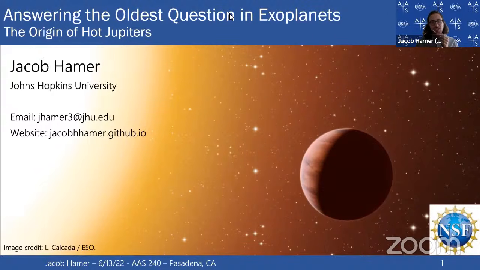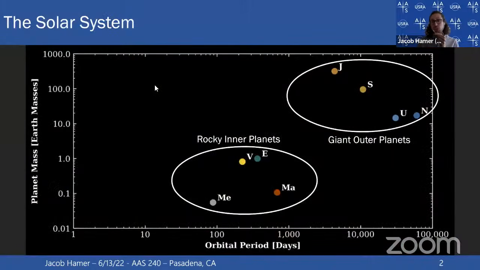Thanks. Hi, everyone. I'm Jacob Hamer. I'm a fifth-year graduate student at Johns Hopkins University. I work with Kevin Schlafman, and I'm going to talk to you today about how, using data from the Gaia satellite, we're able to address one of the oldest questions in the field of exoplanets, the origin of the hot Jupiters. So I'd like to start by showing you the solar system.